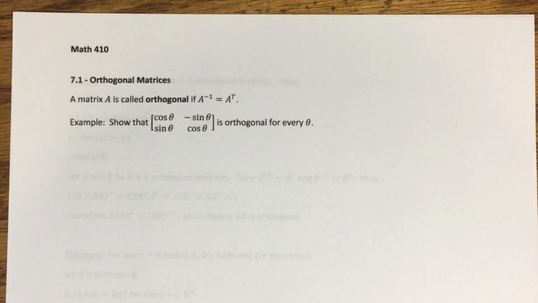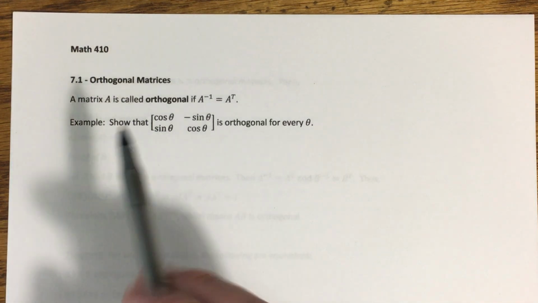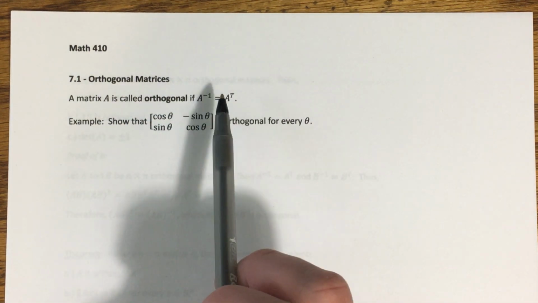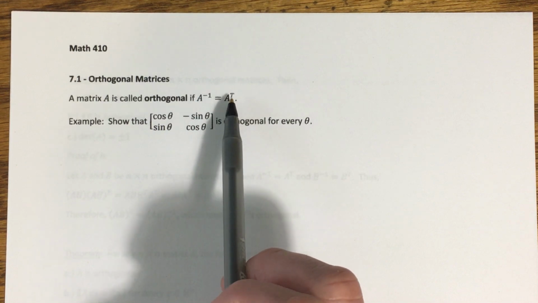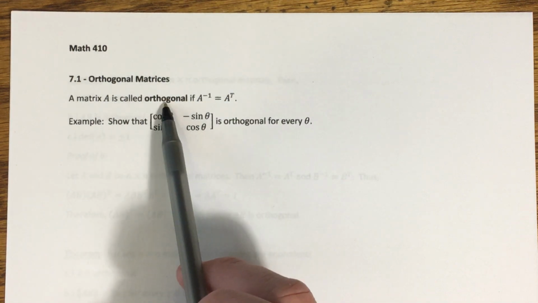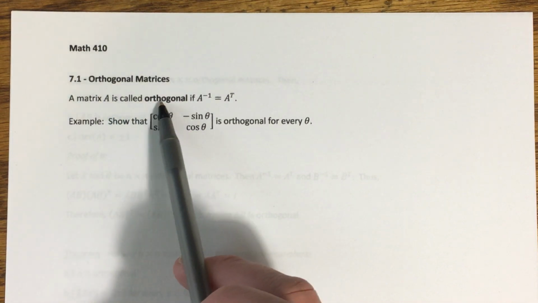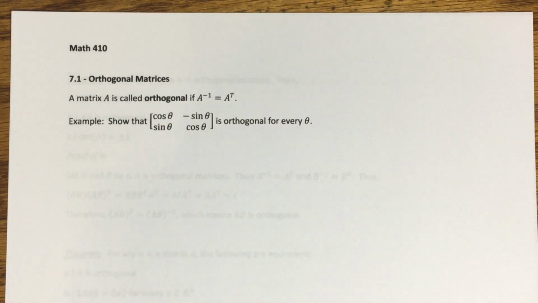The definition of an orthogonal matrix is this. It says that a matrix A is orthogonal if the inverse of A is its transpose. Notice this definition would only apply to square matrices that are invertible. So it's impossible for a square matrix to be orthogonal if it's not invertible. It's also impossible for a non-square matrix to be orthogonal.